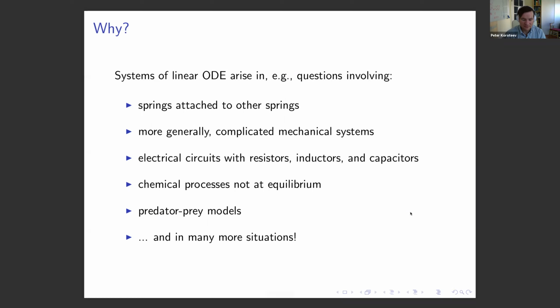So pretty much it's literally everywhere. Stock market, prices, fluctuations, everything. So that should be convincing enough that you should know how to solve differential equations and understand them.